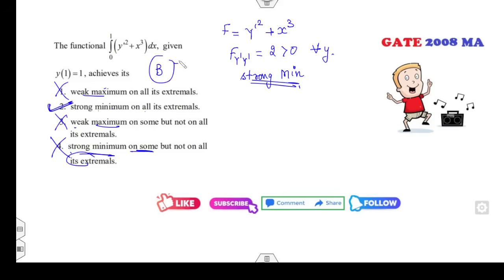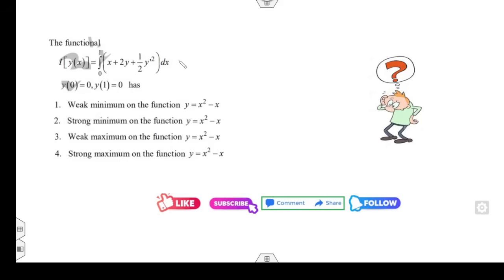देखिए हर तरह का क्वेश्चन सिमिलर आ रहा है आपके लिए अभी तक. The function is a weak minima, maxima, and so on. Okay, मैं आपको 10 सेकंड दे रहा हूं कि आप सॉल्व करके कमेंट करके बताइए आंसर क्या आ रहा है, quickly. 10, 9, 8, 7, 6, 5, 4, 3, 2, 1, 0. Stop it.